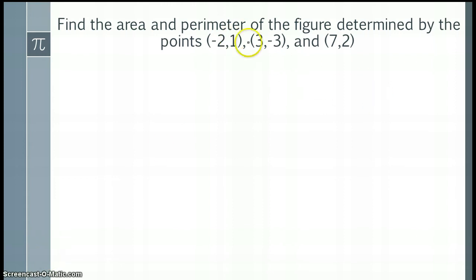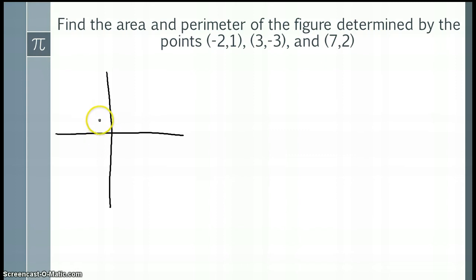So if I want to determine the area and the perimeter of a figure that's determined by given points, the first thing I probably want to do is graph my points so that way I can kind of see what I'm looking at. Like I was saying earlier, I'm not a big fan of counting out each of your marks, so as long as your scale is roughly okay, that's fine.